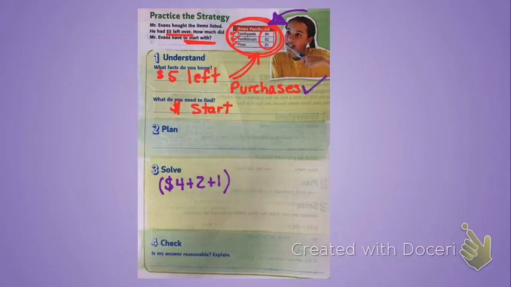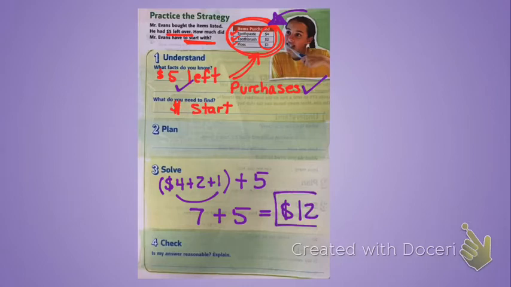That's this. And then I need to figure out, all right, he has $5 left. So after his purchases, he had $5 left. How much did he start with? Well, now we just got to do the math. So 4 plus 2 plus 1, that's 4, 6, 7. 7 plus 5. So he started this whole process with a grand total of $12, right? He made $7 worth of purchases, the toothbrush, the toothpaste, the floss, and then he had $5 left over. So he started with 12.